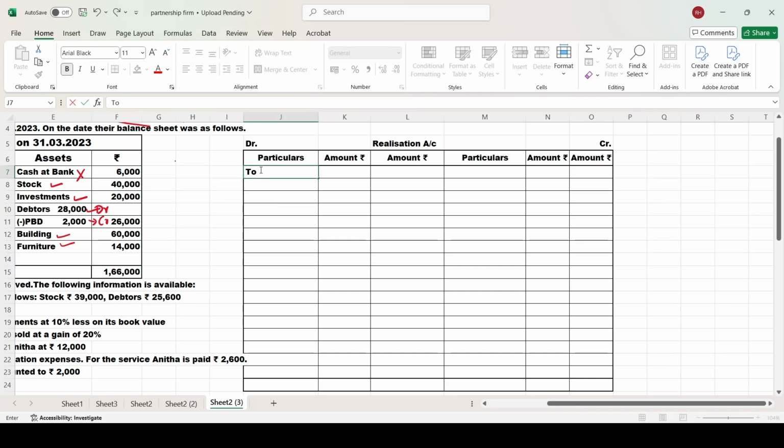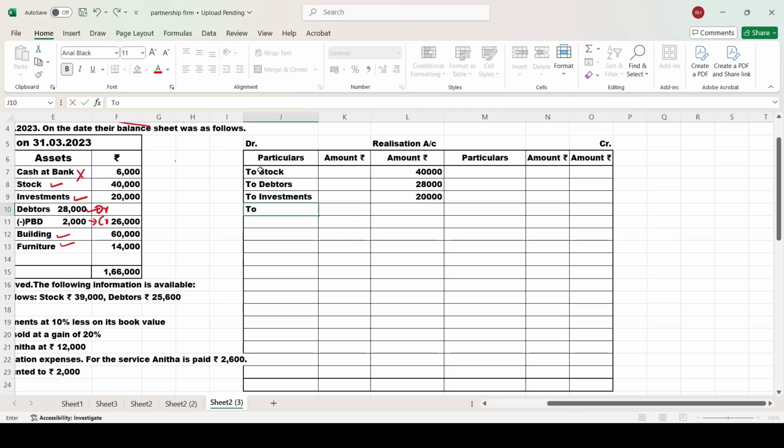We'll start with to stock. We'll take it to the outer column. To stock 40,000. Next, to debtors. To debtors, as I told you, take the inner amount column amount. And then to buildings. We have left out the investment. To investments, 20,000.